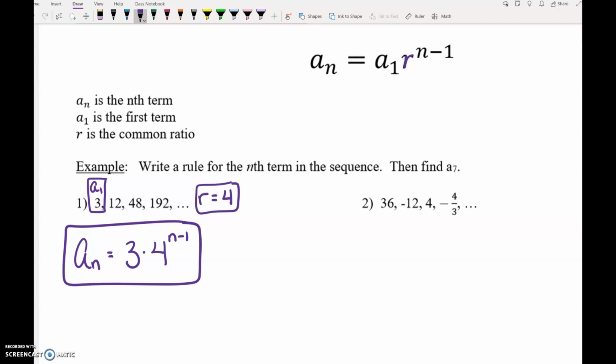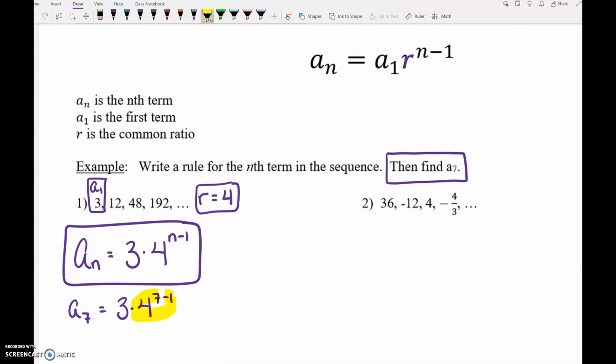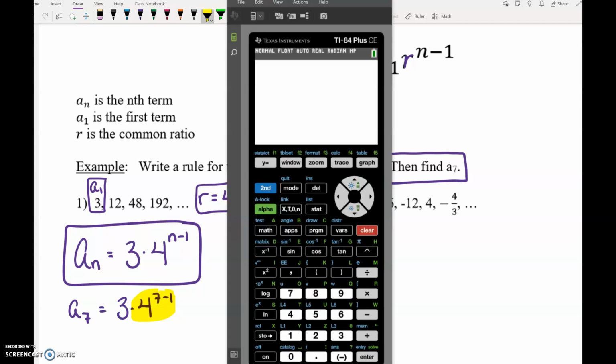And then the part that I forgot on the video yesterday. Find A sub something. They're going to ask you to find some term. In this example, they're asking us to find the 7th term, so we plug in 7. When we plug this into our calculator, it is important that you calculate this part first. So if you do this in one step in your calculator, that's fine.